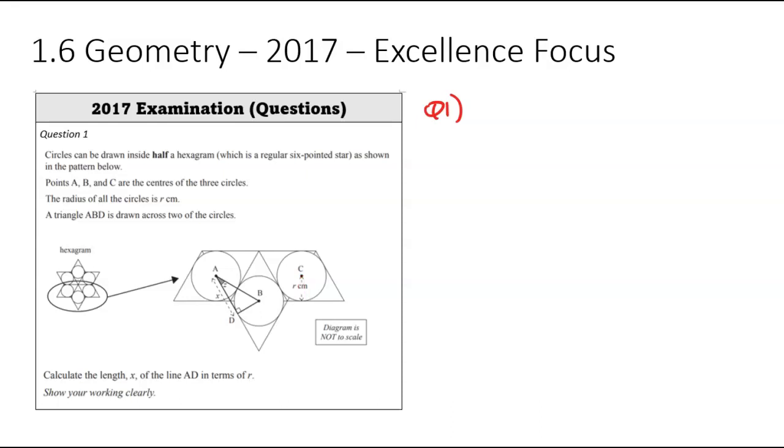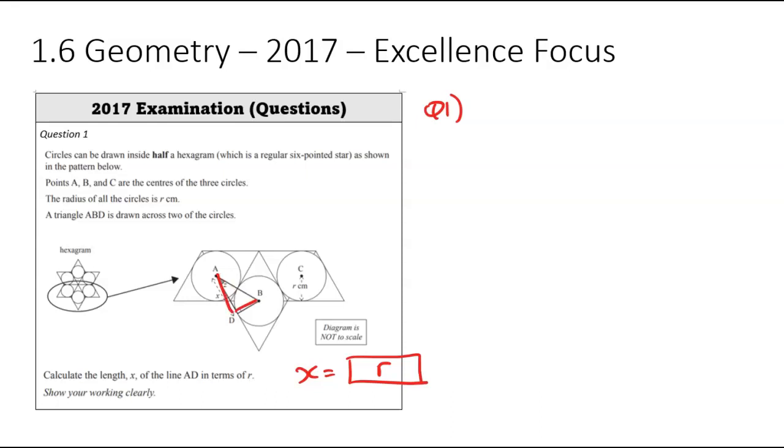And we've got triangle ABD, which is over here. That's been drawn across 2 of the circles. Our job is to calculate length x in terms of r. So what that means is we need to do x equals some kind of algebraic expression where r is the subject of that expression.